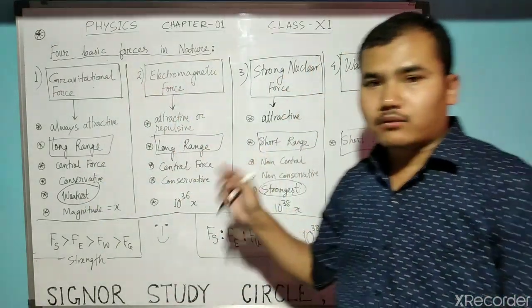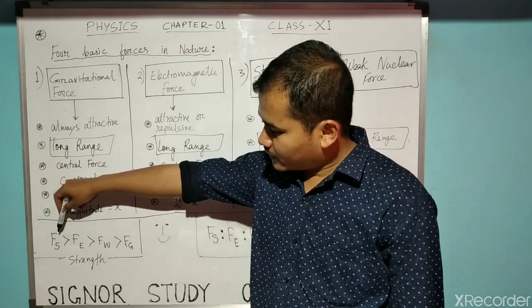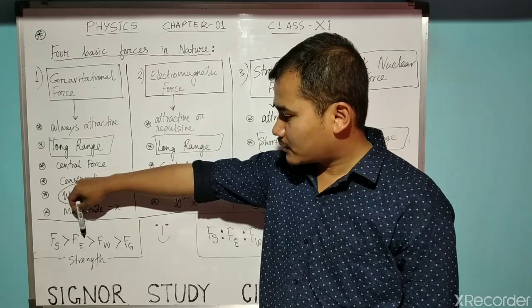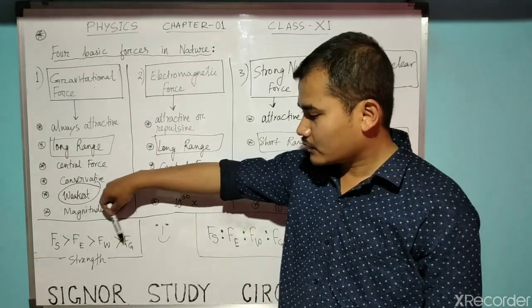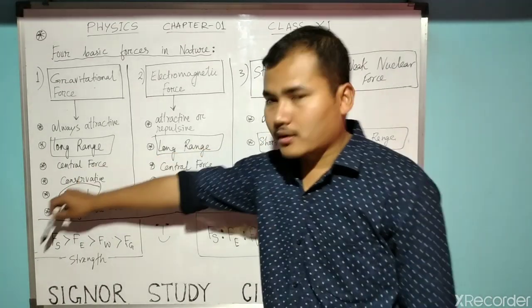Arranging these four forces in decreasing order of strength, we see that strong nuclear force is the strongest, then comes the electromagnetic force, then weak nuclear force, and the last, gravitational force. This order is also important.